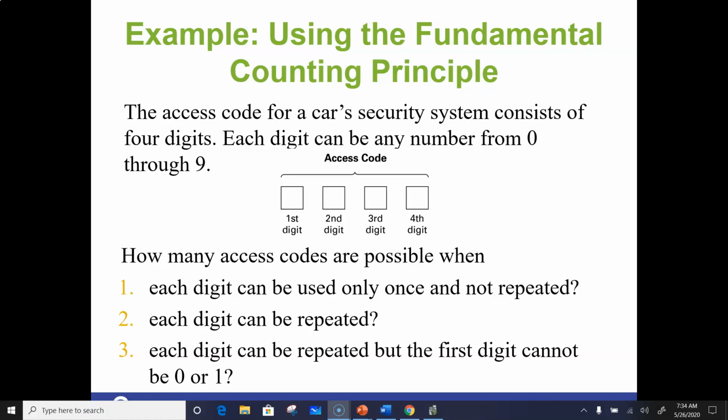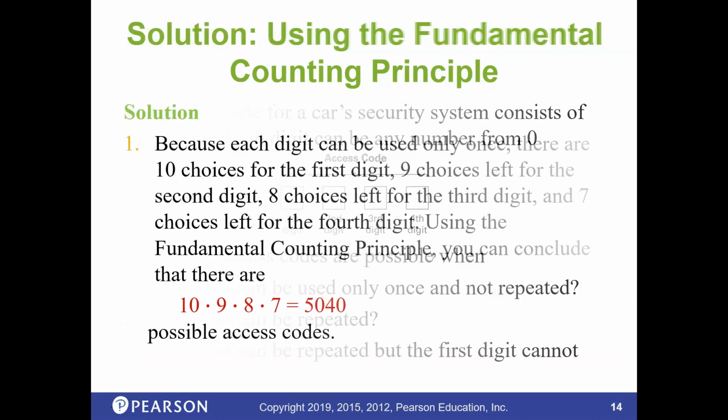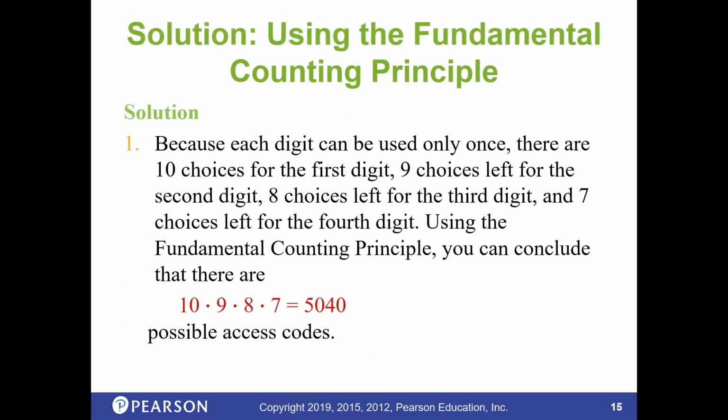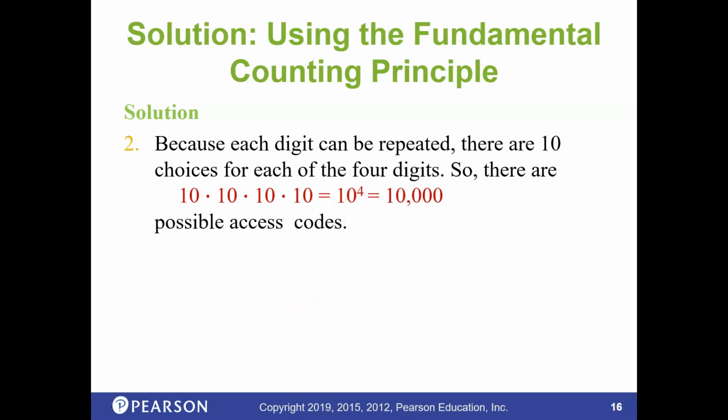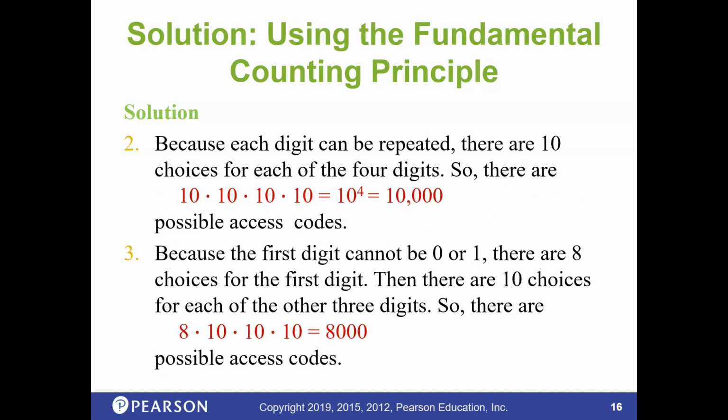And the third one is the most specific, I guess the trickiest one here. Each digit can be repeated, but the first digit cannot be a 0 or a 1. So now, for the first digit, there are only 8 options available. But every digit can be repeated. So after I place that first digit, I have 8 times 10 times 10 times 10. So a little bit different. The first one we had 10 times 9 times 8 times 7. In the second case it was just 10,000, and then the third case it would be 8,000.